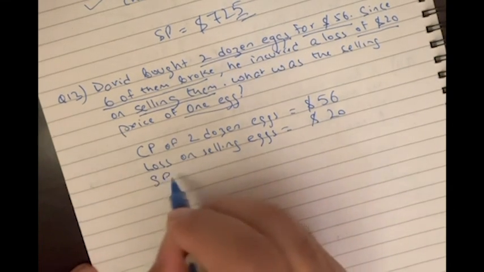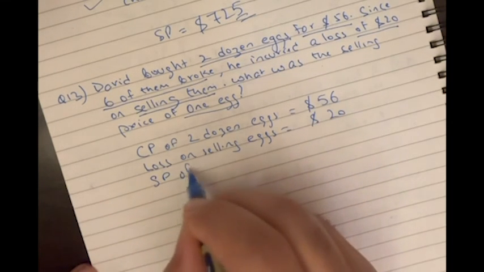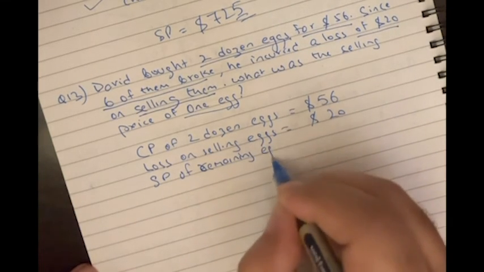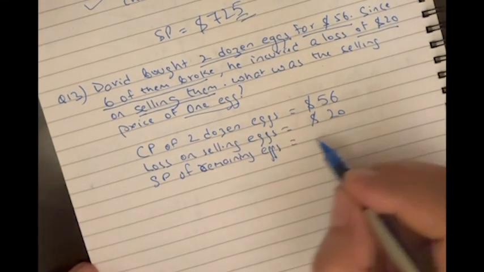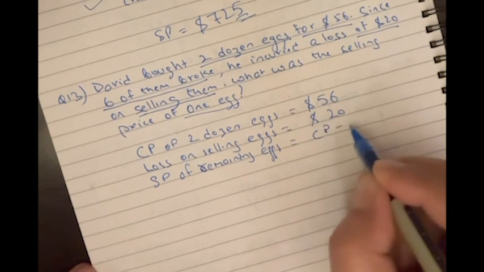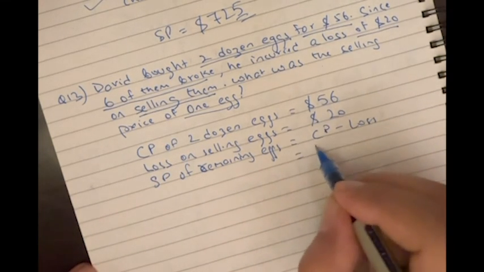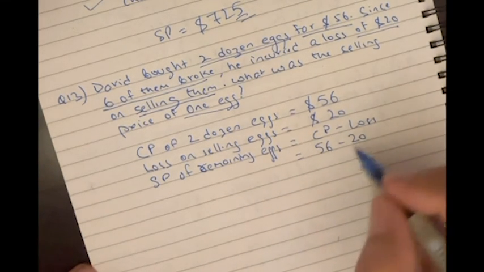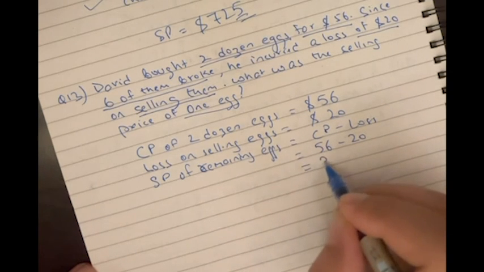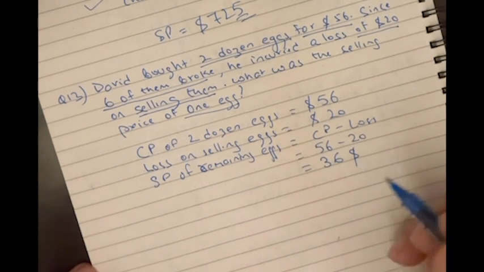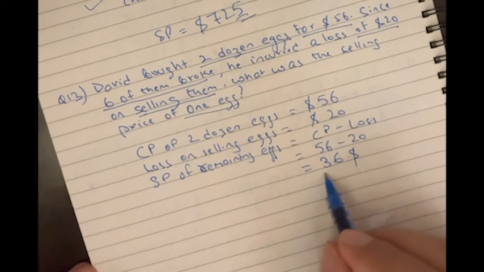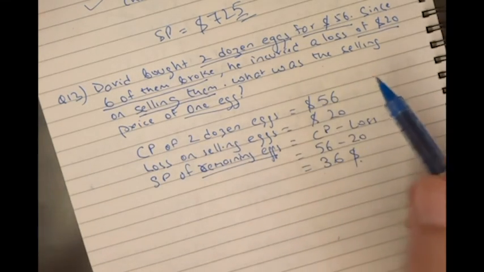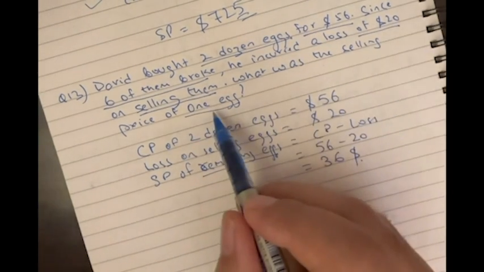So selling price of the remaining eggs, because 6 of them were broken, is going to be cost price minus loss. Cost price is 56, loss is 20. This will turn out to be $36. But remember, this is the selling price of the remaining eggs, and our question is to find out what was the selling price of one egg.